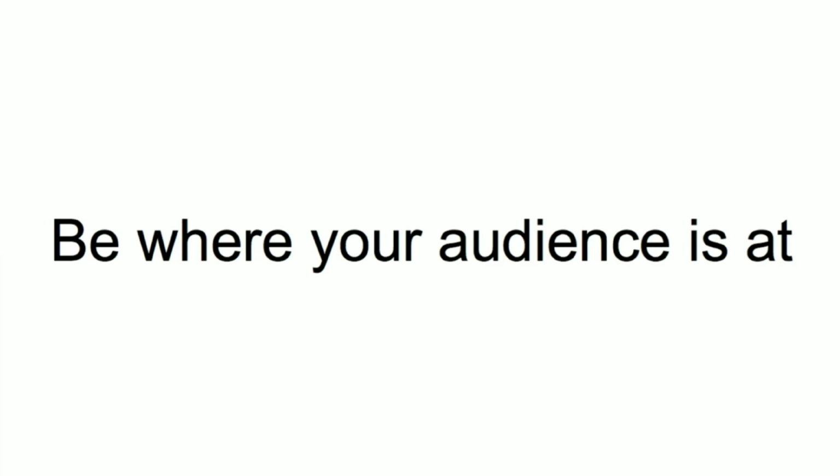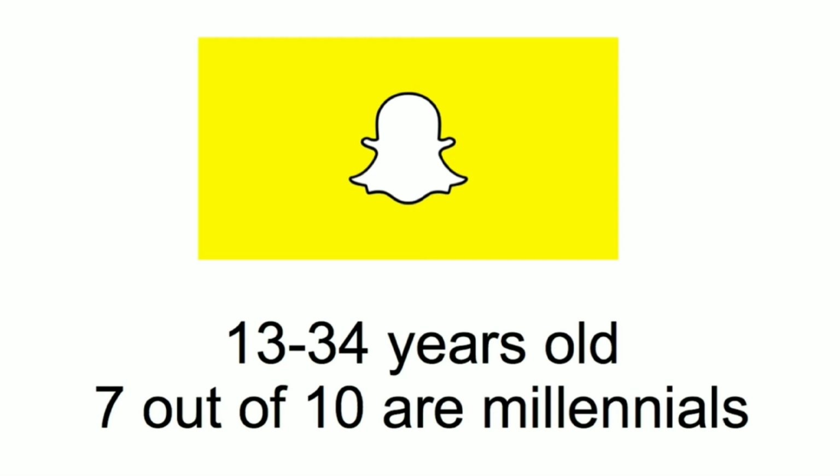And what do I mean by being where your audience is at? Taking Snapchat as an example, if your product is targeted to seniors, then you wouldn't hang out in Snapchat, you wouldn't post your content on Snapchat because statistics show Snapchat users are between 13 and 34 years of age, and 7 out of 10 are millennials. So does this really make sense to post your content about seniors and retirement on Snapchat? Well, it doesn't make sense. So you would focus on platforms where seniors and retirees are on most.